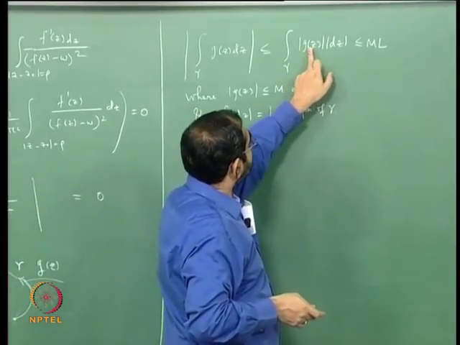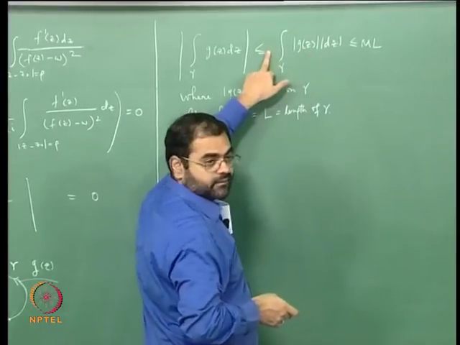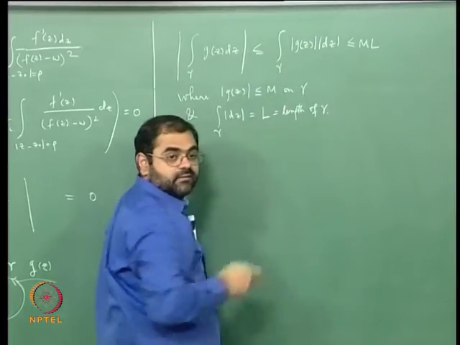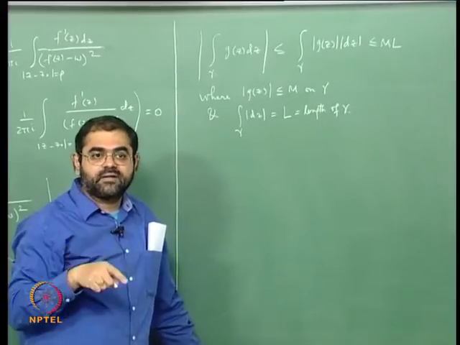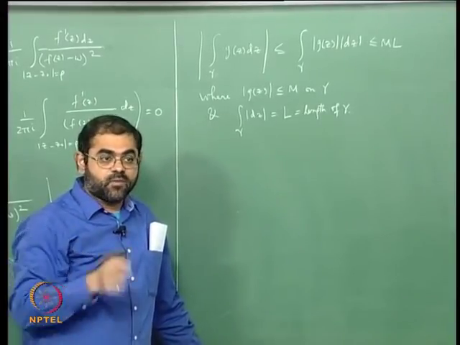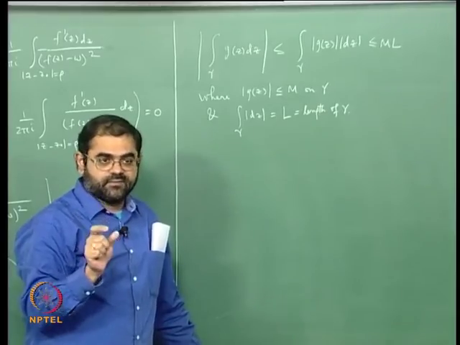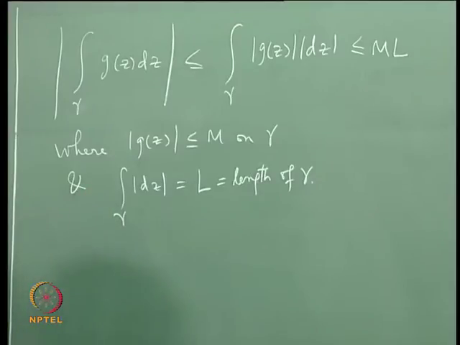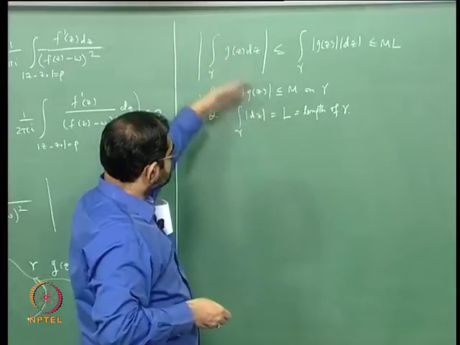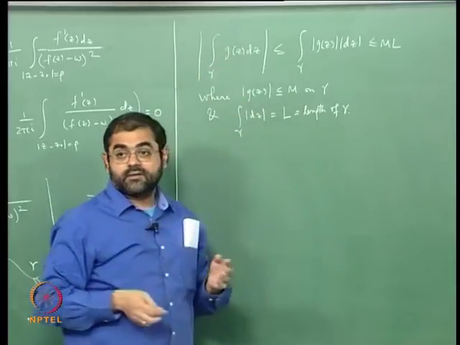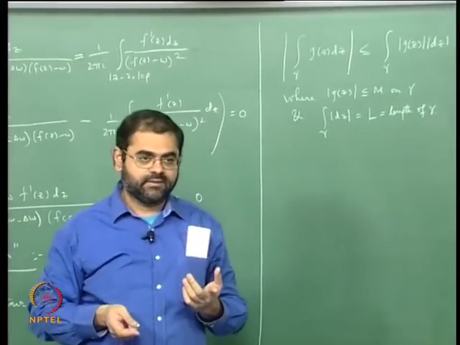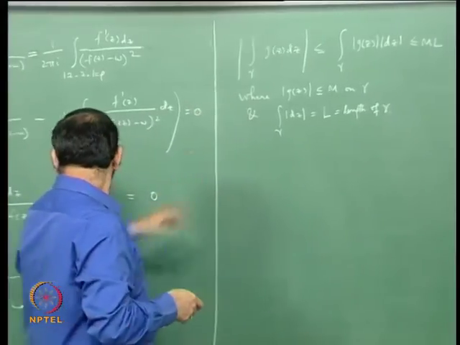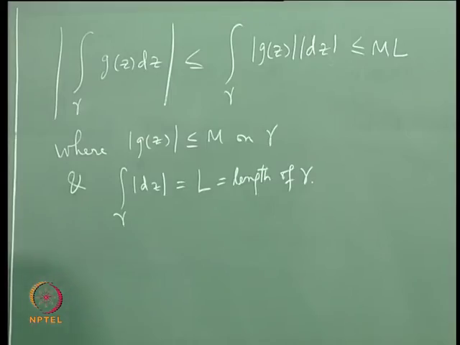So instead of mod g, I can put M, and that M can come out of the integral. What I will be left with is the integral over gamma of mod dz, and the integral over gamma of mod dz is actually the length of the arc gamma. That is the meaning of the integral of mod dz, okay, because mod dz is an element of length along the arc. This is a very standard formula, and this comes from the corresponding formula for real valued functions of one variable, that the modulus of the integral is less than or equal to the integral of the modulus, okay. You can deduce this from that, and this is what we are going to use in this case also.